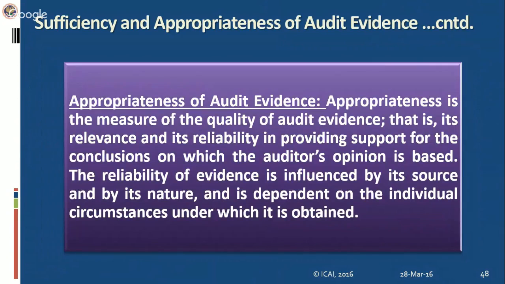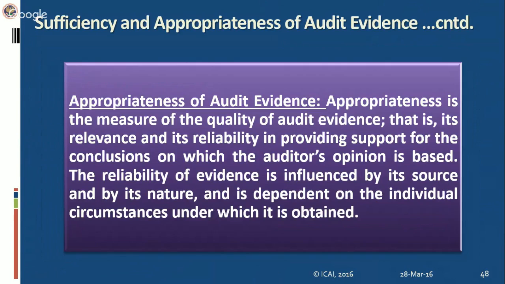Sufficiency and appropriateness of audit evidence. Sufficiency talks about the quantity of audit evidence, and appropriateness talks about the quality of audit evidence. Appropriateness is a measure of the quality of audit evidence, that is its relevance and its reliability in providing support for the conclusion on which the auditor's opinion is based. It is all about the quality of audit evidence, its relevance and its reliability for the auditor to support his conclusion while providing his opinion on the financial statements of an entity.